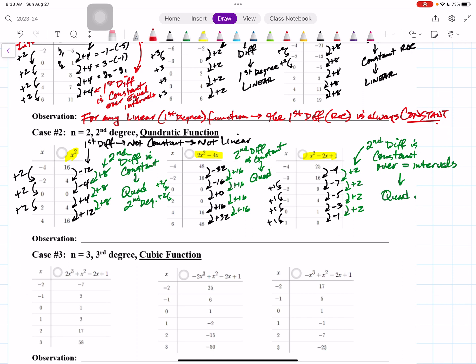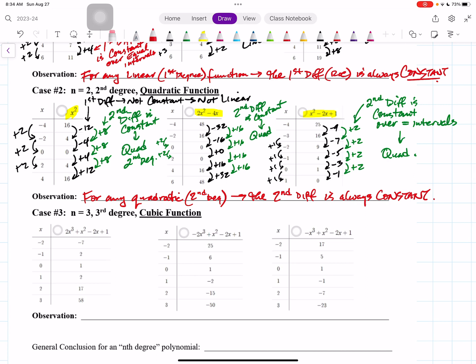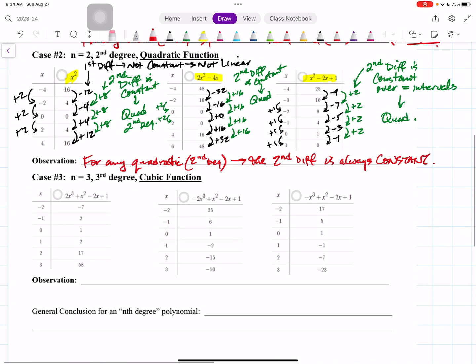Now let's generalize it. So for any quadratic, which is a second degree function, the second difference is always constant. Now this is not a formal proof, but it happens to be true, so you can assume that. So when you don't know what type of function you're dealing with, and you take a look at the rate of change of the rate of change, whenever it's constant or whenever it becomes constant, then you know the degree of the function, which is basically what you're learning here.